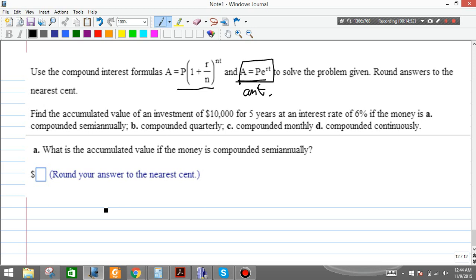So again, all we're going to do is plug in the values here. Find the accumulated value of an investment of $10,000. So you're going to put in P, for that many years, that's t, at an interest rate, that's r. And again, we need it in decimal form. I'll put that in red. Yeah, need that in decimal form. And then we'll let you know what n is. So semi-annually, we just learned earlier that that meant that n is 2.